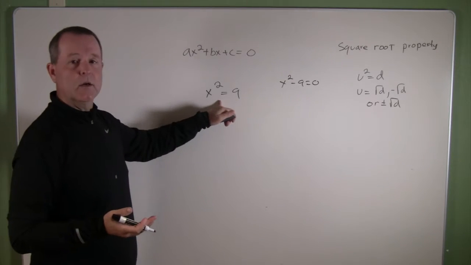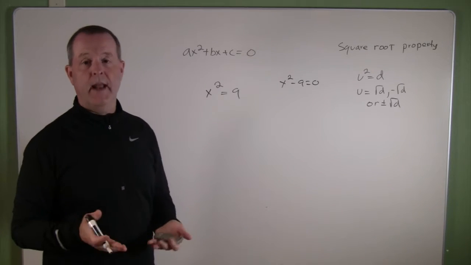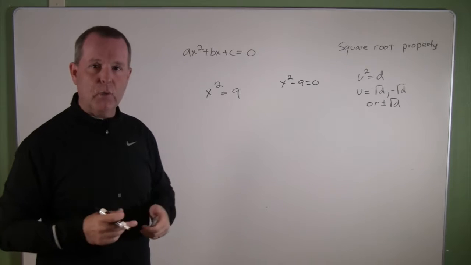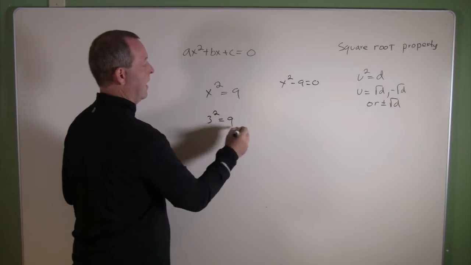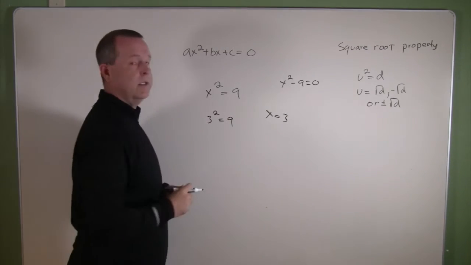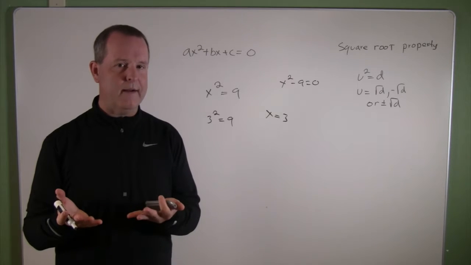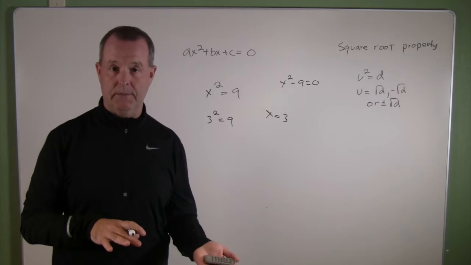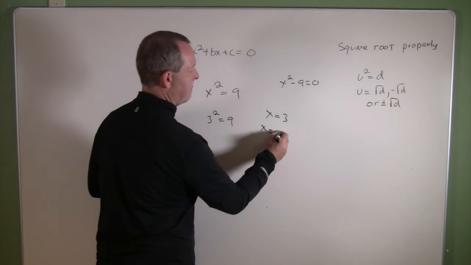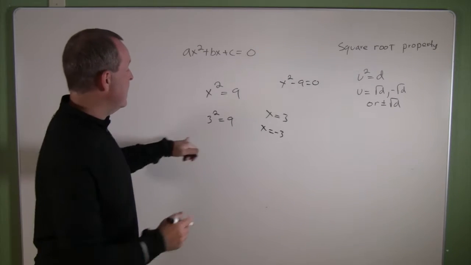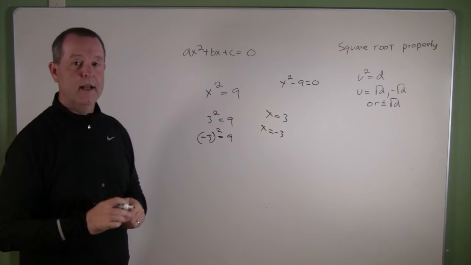One other tool that we can do is we're basically asking what times itself makes a 9. And I think we can kind of look in the recesses of our mind there and realize, well, that 3 squared equals a 9. So one of my solutions must be a 3. Well, likewise, if we're familiar with how negative numbers multiply, we can also imagine that a negative 3 would also have to be a solution because (negative 3) squared equals a 9.